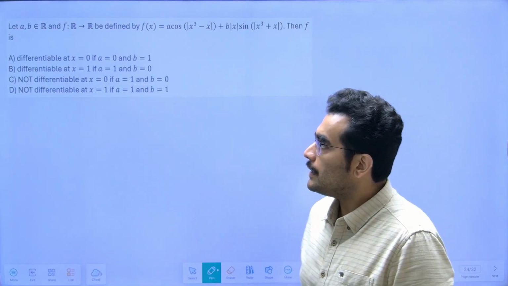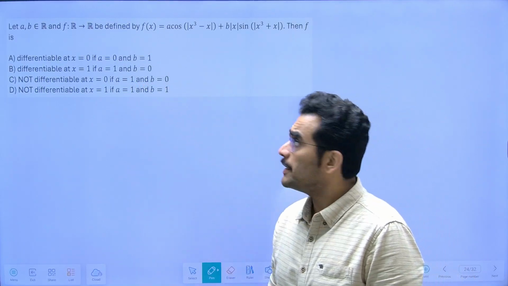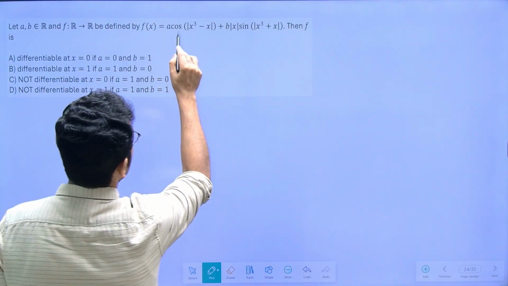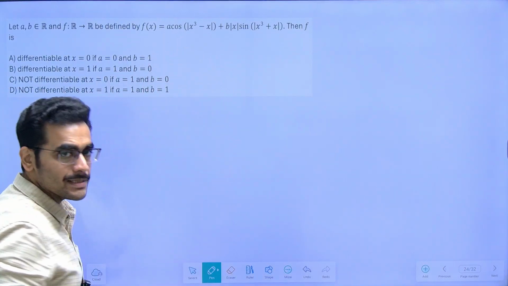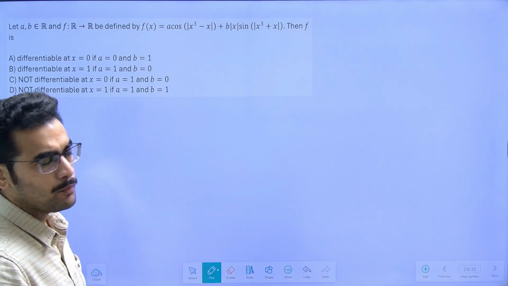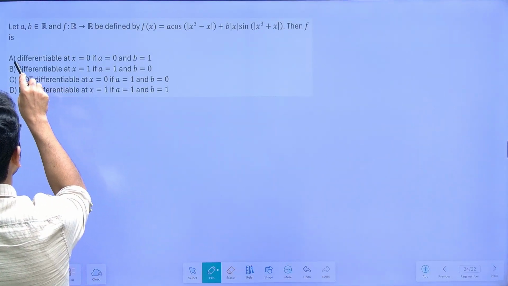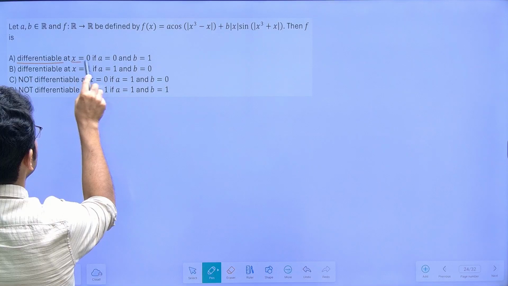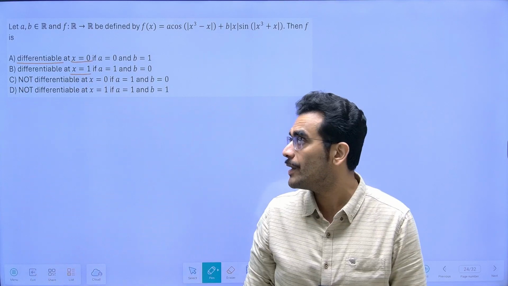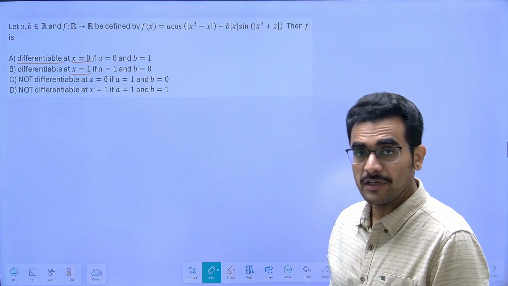If a, b belong to R and f from R to R is defined by f(x) = a cos(|x³ − x|) + b|x| sin(|x³ + x|), then we need to talk about the differentiability at x = 0 and x = 1. At the two points x = 0 and 1, we need to say about the differentiability.